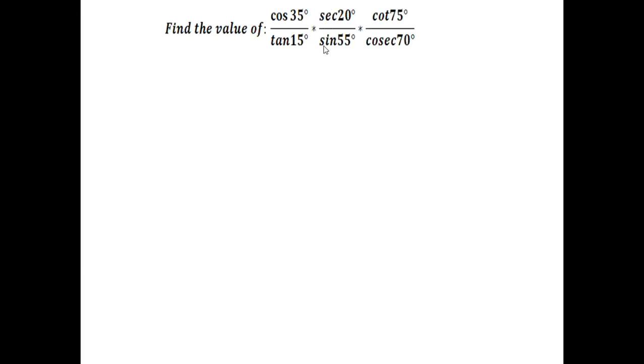Next, let us understand by examples. Here one question is there. Find the value of cos 35 degree by sin 55 degree, multiplied by tan 15 degree by cot 75 degree, and sec 20 degree by cosec 70 degree. Now one interesting thing to observe here: cos 35 degree, and cos is complementary to sin. So you see 35 degree and 55 degree. If you add them, you will get 90 degree. So the angles are complementary to each other.